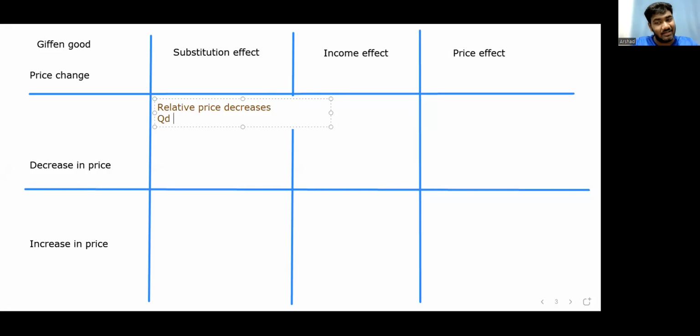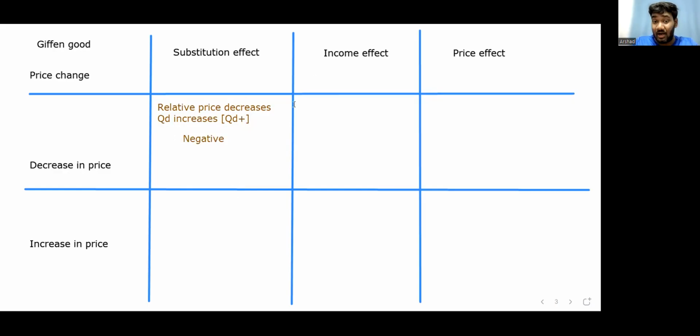So when relative price decreases, what happens to your quantity demanded? When the good becomes relatively cheaper, you buy more or less? Quantity demanded increases, right? When relative price goes down, QD increases. So QD is a plus. What type of relationship is this? It's a negative relation.